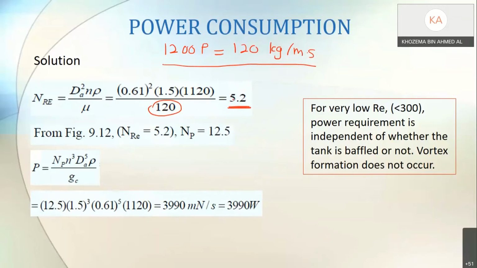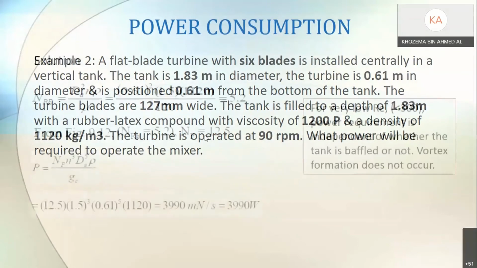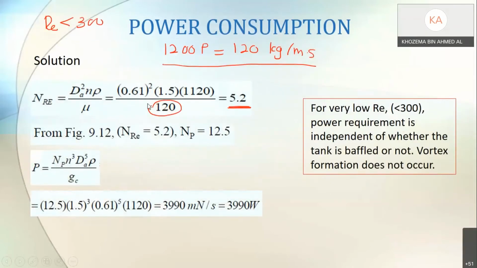Okay, 5.2, your Reynolds number. So Reynolds number, Re, is less than 300, right? So it did not mention anything about baffle here. So if it's not mentioned here, we can just assume that this tank is not baffled, because it did not mention anything about baffled here, right? So we can just say that the tank is unbaffled, but the value of Reynolds number is less than 300.